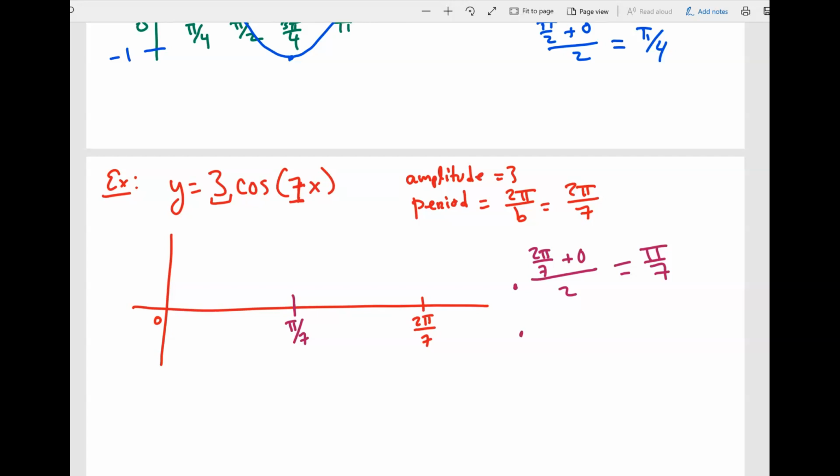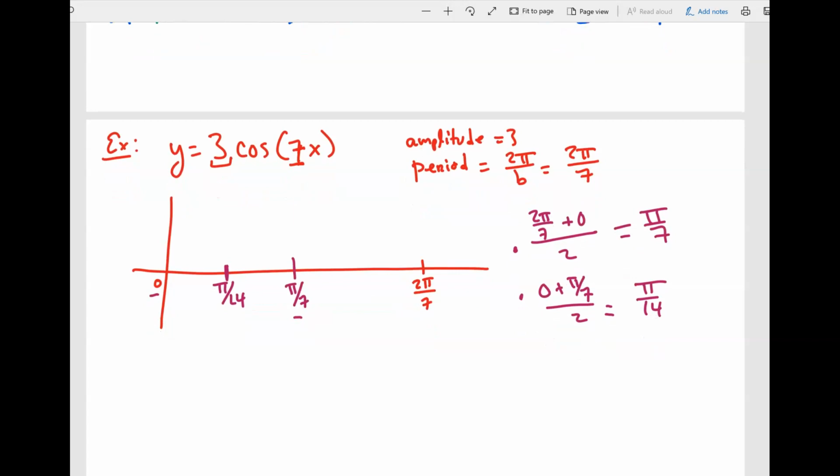Now the second one, we want to figure out what the halfway point between 0 and pi over 7 is. Okay, so if I take 0 plus pi over 7 and then divide it by 2, I'm going to get pi over 14. So this guy's going to be pi over 14. Okay, and now I need to figure out the last one.